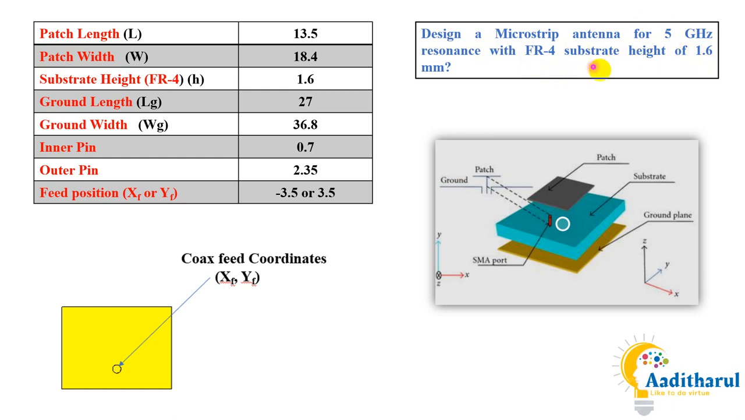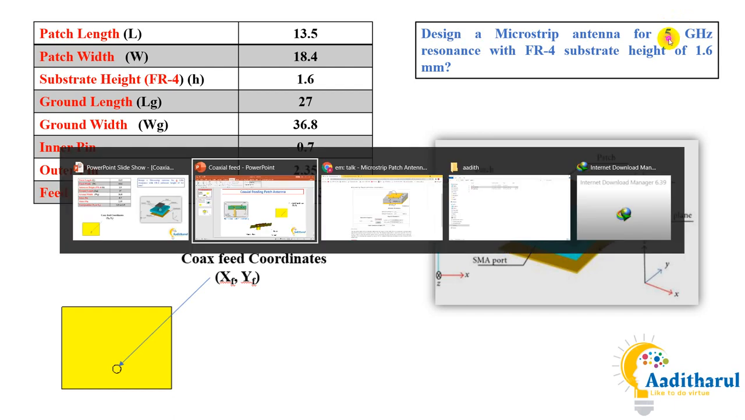The substrate height is 1.6, which I have already given here. There are many online websites to calculate the length and width of the patch. We can also calculate manually with the length and width formulas. But now I am going to calculate with the help of EM talk. I am going to calculate the resonance length and width for 5 GHz on an FR4 substrate, so I am going to open the EM talk website.